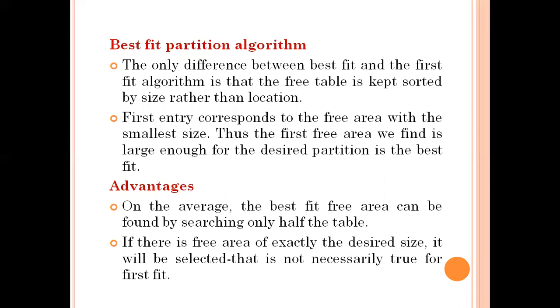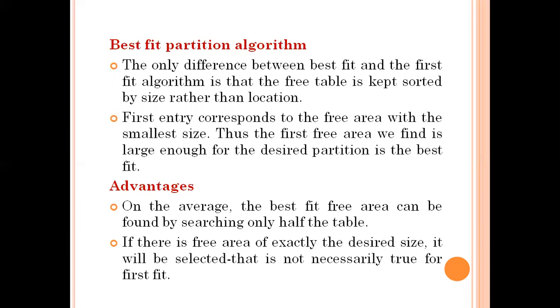The second partition allocation technique is the best fit partition allocation. The difference is that in first fit partition allocation, the free table is kept sorted by location or address, whereas in best fit, the free table is kept sorted by size. So the first line indicates the partition whose size is smallest, the second line indicates a partition whose size is bigger than the previous one, and the third is bigger than that one. We keep sorting the entries in the free table in increasing order of size.